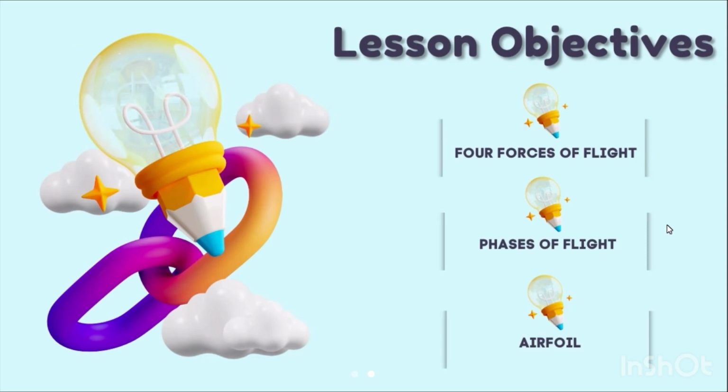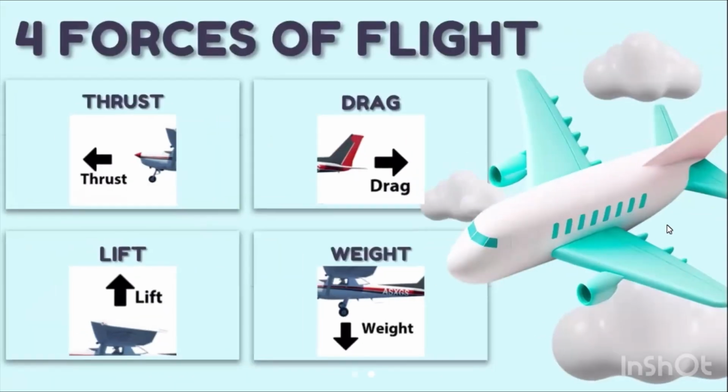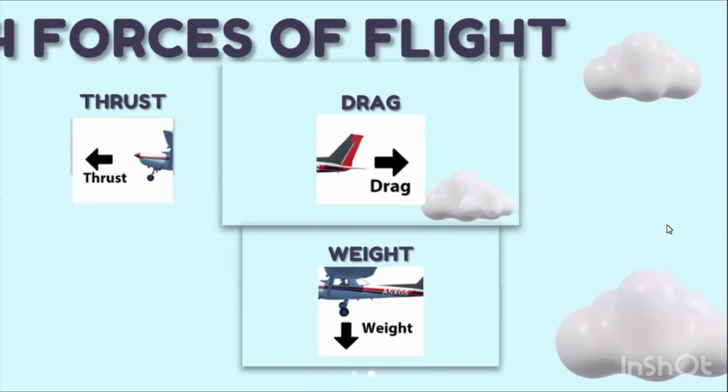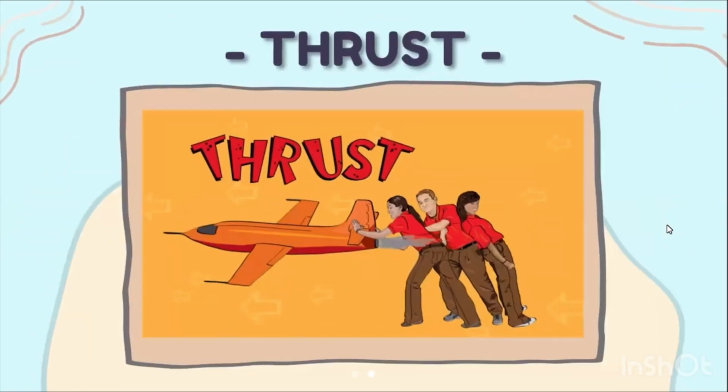So what are the four forces of flight? These are thrust, drag, lift, and weight. Let us now move on to thrust. So, what is thrust? Thrust is the forward force produced by the power plant or rotor. It opposes or overcomes the force of drag. As a general rule, it acts parallel to the longitudinal axis.